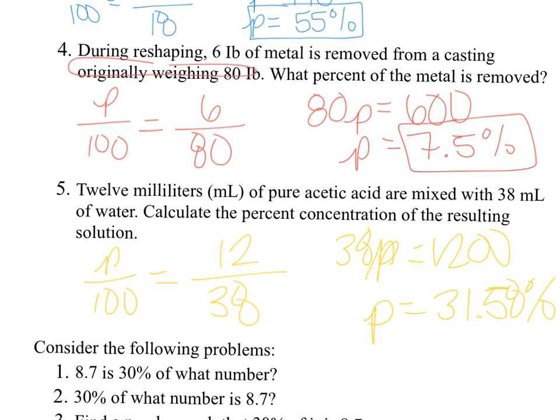So I got 31.5789, and if I'm rounding to 2 decimal places because the 8 is greater than 5, my 7 needs to round up.